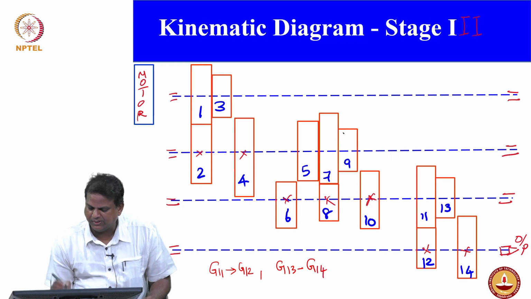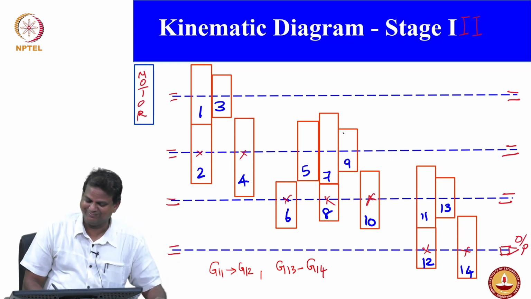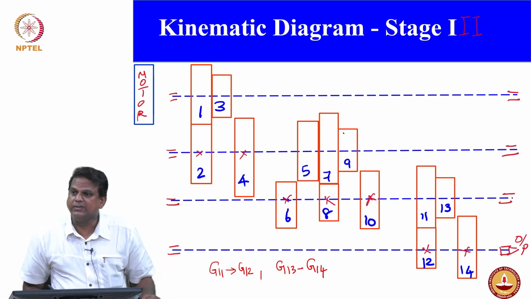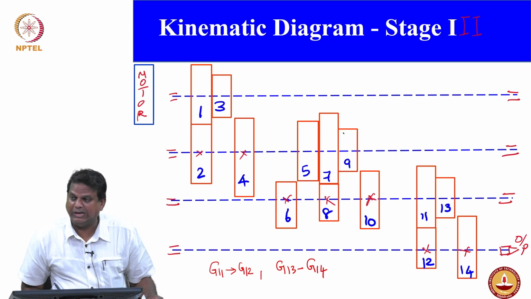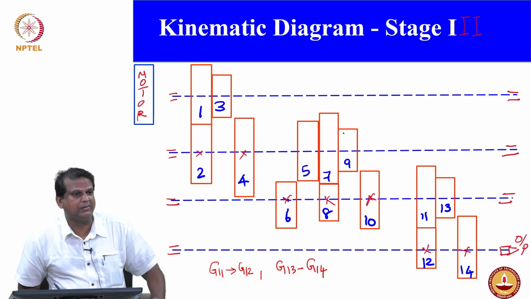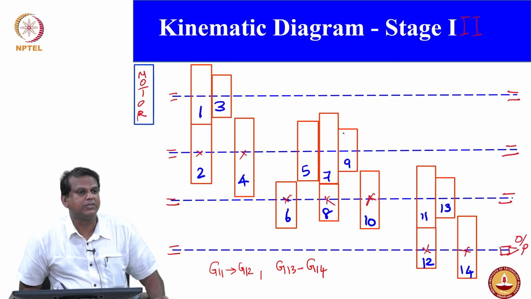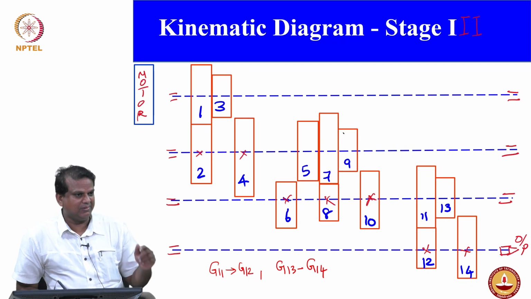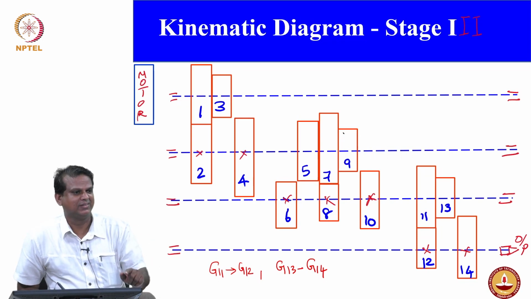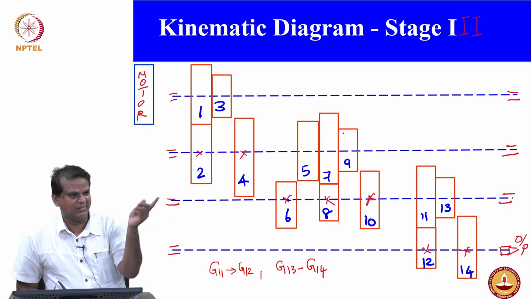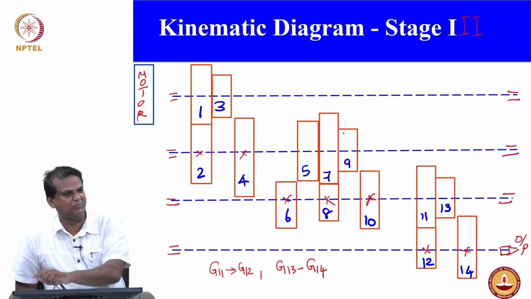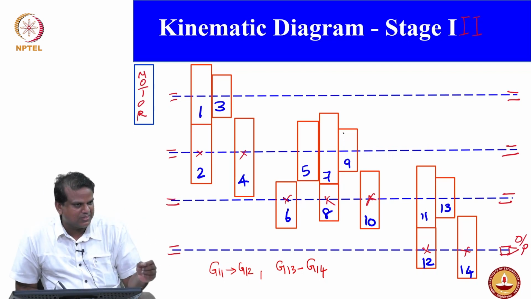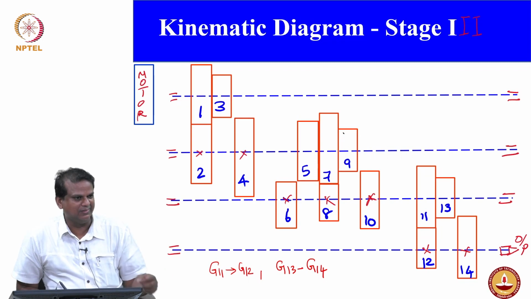Which is the smallest gear among these? Is it 13 or 11? Remember, whenever we calculate the number of teeth, we should focus on the drive gears, not the driven gears. Obviously, the drive gear is the one transmitting power or torque, so it is creating a stress on the driven one. So obviously, you have to focus on your driving gears rather than the driven gears.